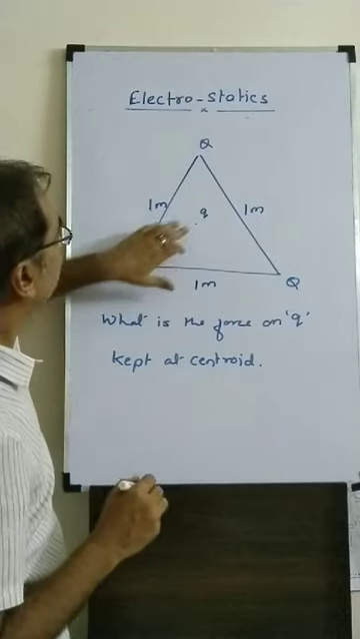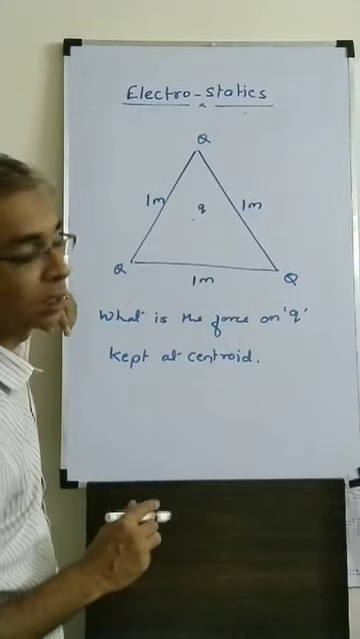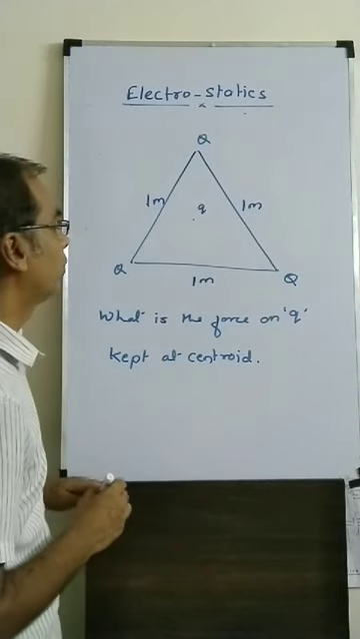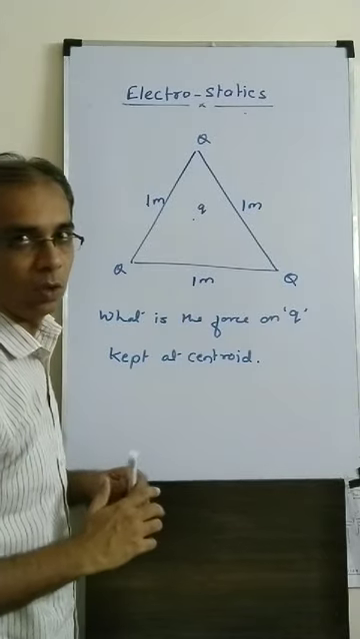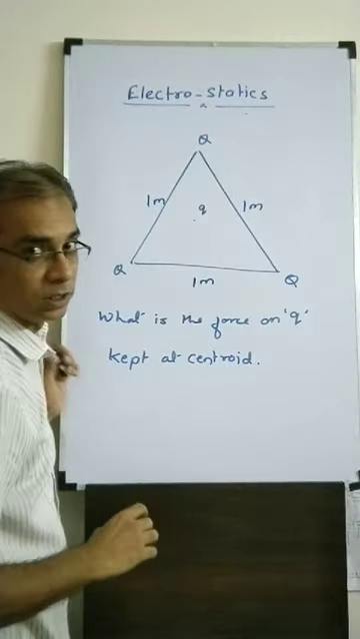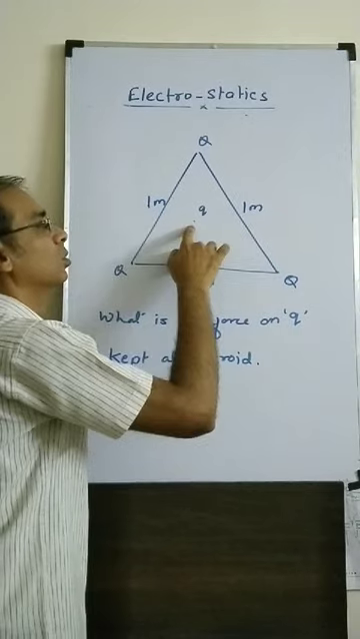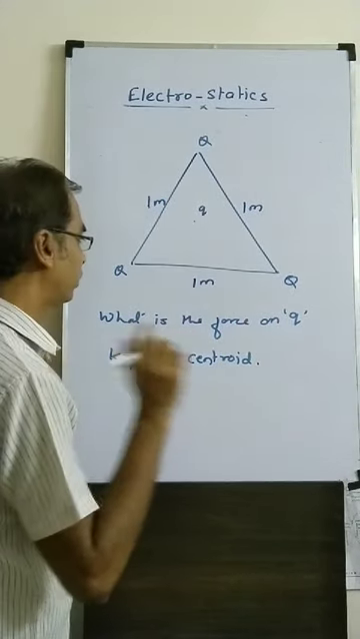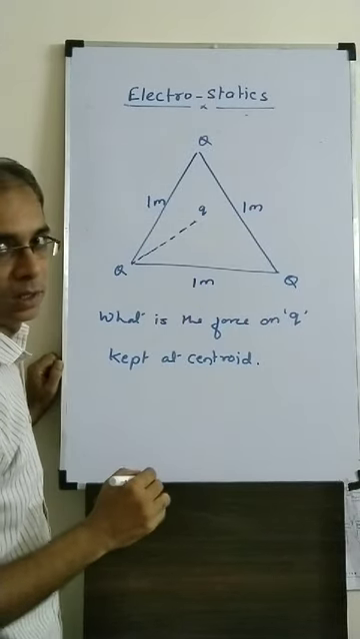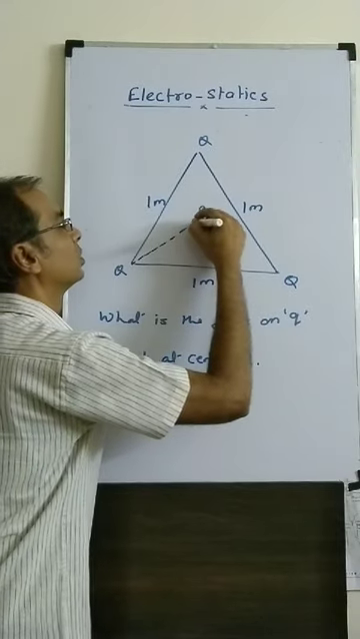So, other than this Q charge, how many charges are there? Q, Q, Q. 3 charges are there. Are all 3 going to apply force on this one? Yes. What kind of force? All are positive charges, so all the charges will be applying repulsive force on this one. So, because of this Q, on this Q, what is the direction of the force? First thing, let's join them, because we know that the force is always along the line joining two charges. Because of this Q, on this Q, the force is like this.